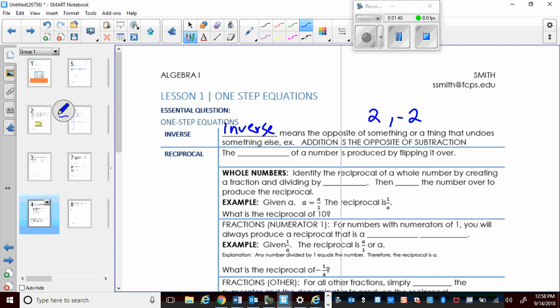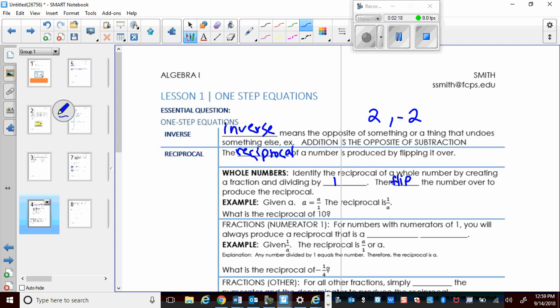just the reciprocal of a number is produced by flipping it over. So if you have a whole number, you want to identify the reciprocal of a whole number by creating a fraction and dividing by 1. Then you flip the numbers over to produce a reciprocal. So for example, given A, technically A also equals A over 1. The reciprocal of A is 1 over A.